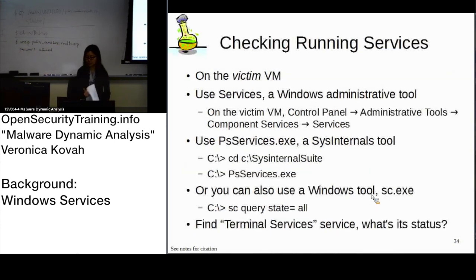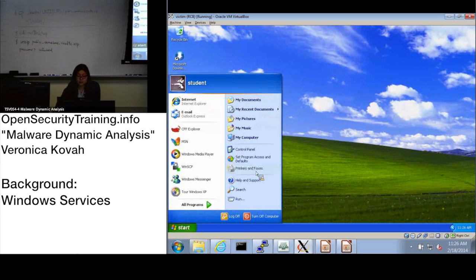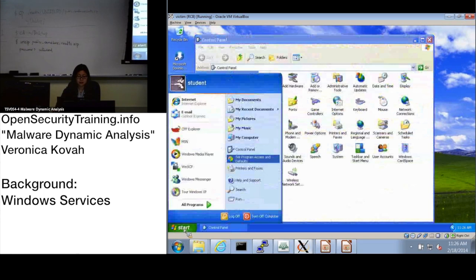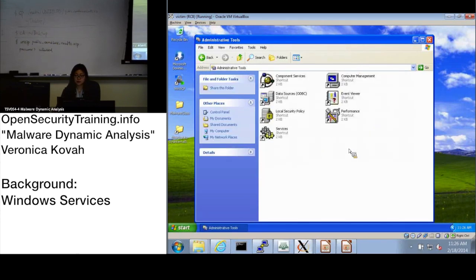Next, I am at slide 34. I want you to have slide 34 on your side, and I'm going to move to the VM. One of the Windows built-in tools: go to Start, Control Panel, and there's Administrative Tools. What we are doing is checking the services running on your VM. There's Services.